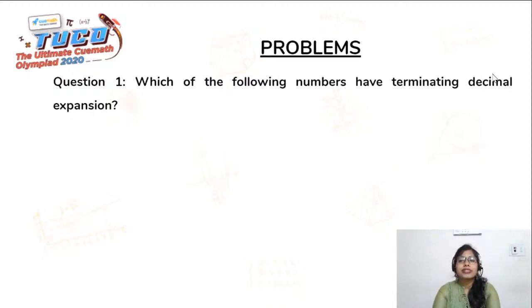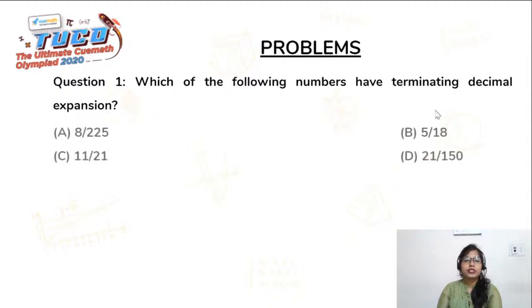Which of the following numbers have terminating decimal expansion? So we just learned some time back what is meant by terminating decimal expansion. A terminating decimal expansion is one where the division comes to an end at some point, with the remainder being 0, right? So that's what is our requirement here.